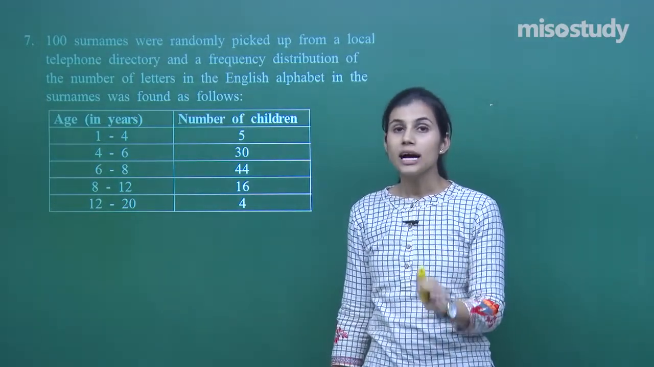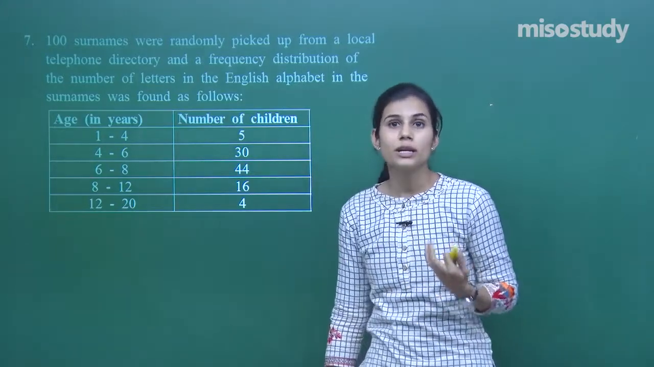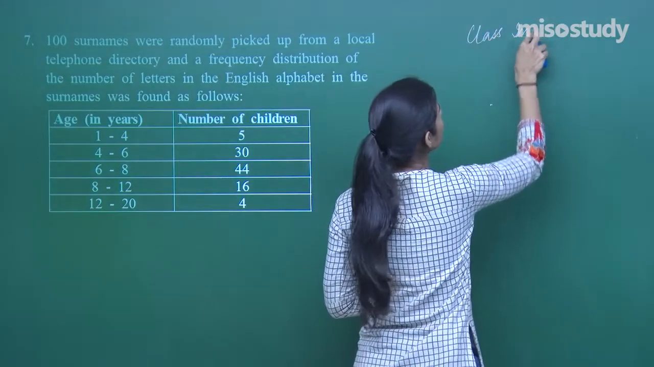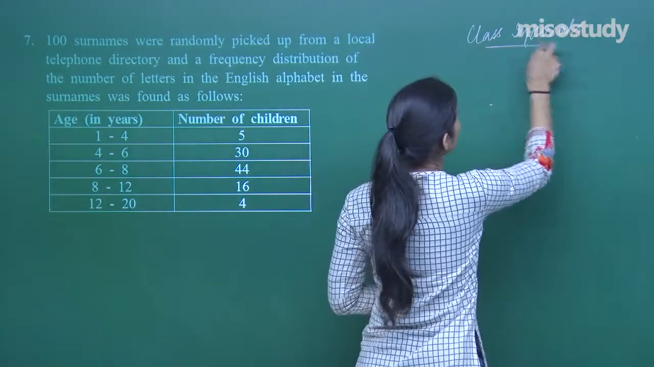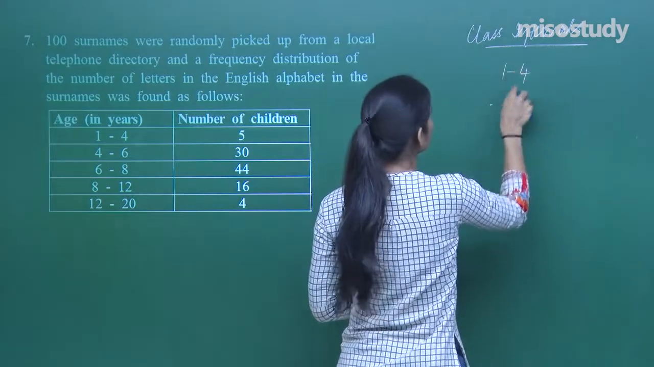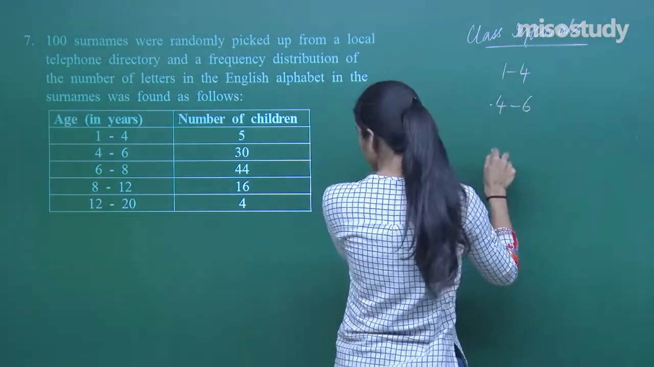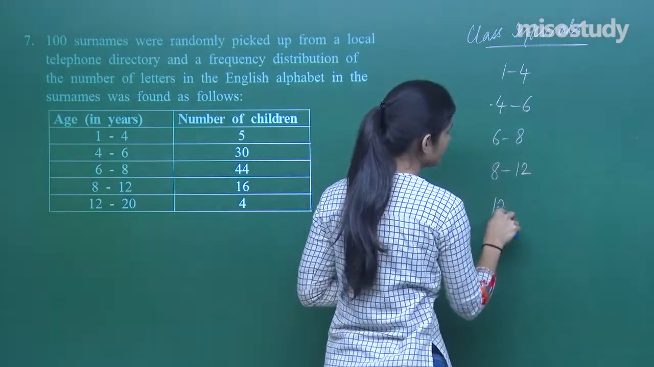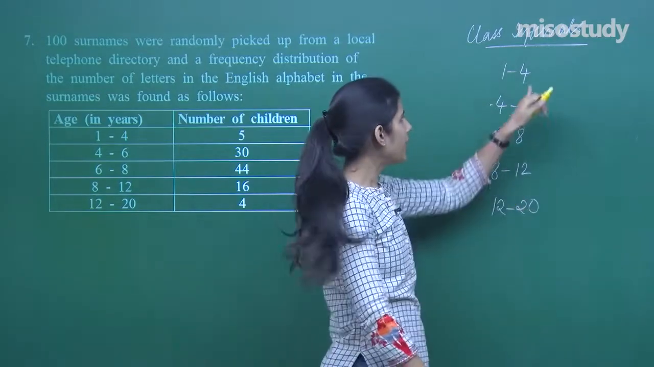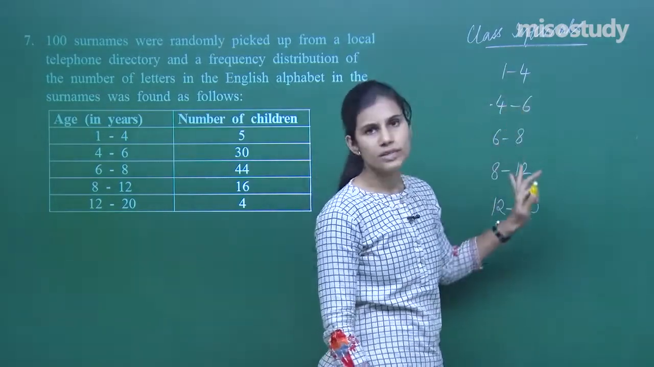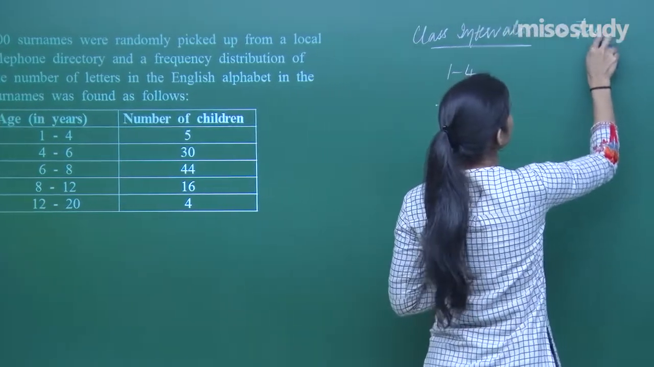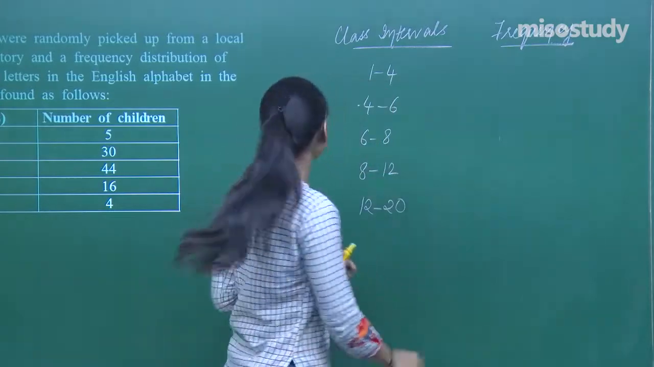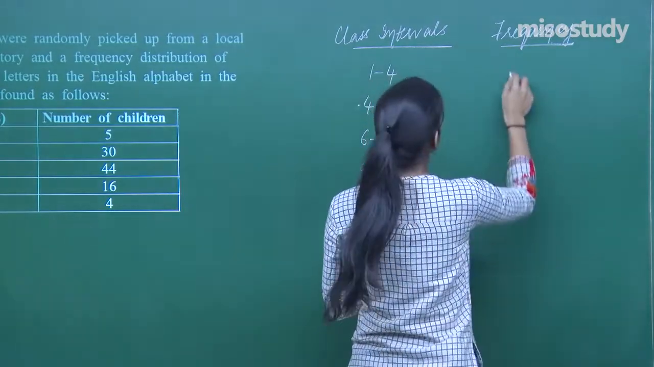For the data, when the class intervals are continuous but of unequal class size, what we do, we write the class intervals. We don't change them. We write the class intervals as it is, 1 to 4, 4 to 6, 6 to 8, 8 to 12 and 12 to 20. It is of course an exclusive case. Upper limit is not included in the class intervals, lower is included. We write the frequency, but not with this frequency are we going to draw the histogram. What is the frequency? 5, 30, 44, 16, 4.